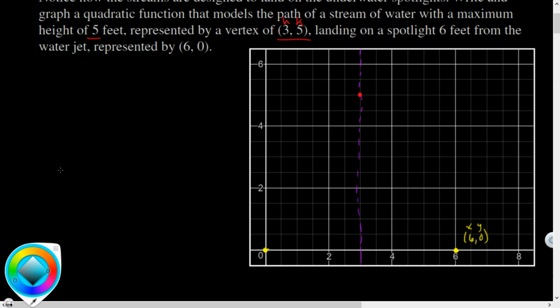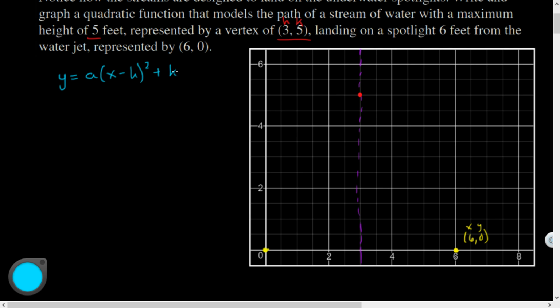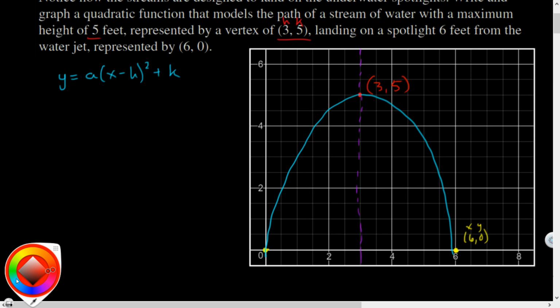We used to do problems like this with slope-intercept form as well. I don't yet know the a. Now, I expect that this parabola probably opens upside down like this, right? But I don't know the a value, so I'm expecting the a is probably negative. But what we're going to do is plug in what we know and solve for what we don't. So I know (3, 5) are the values of h and k. I know that 6 and 0 would work as an x-y combination. So let's plug those in and solve for a.